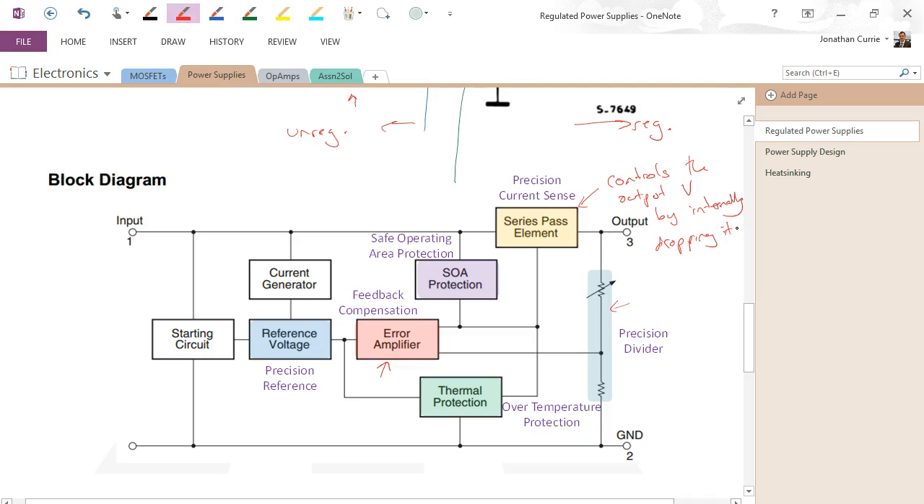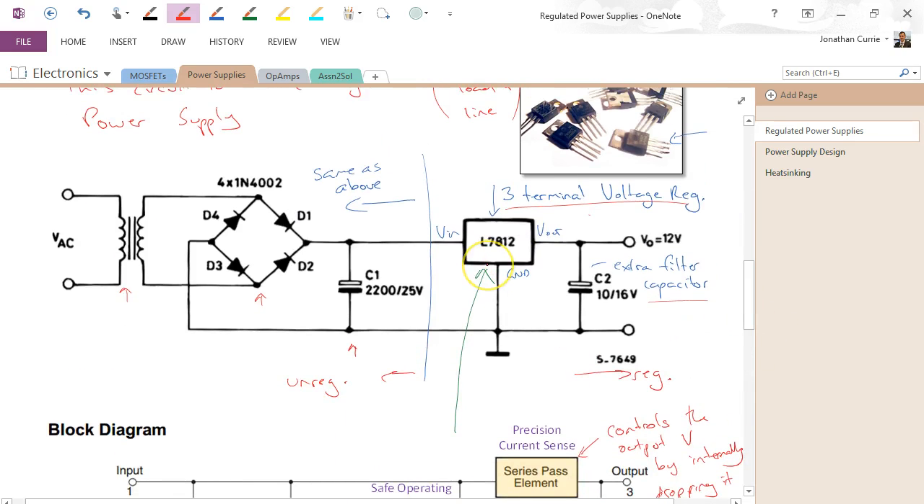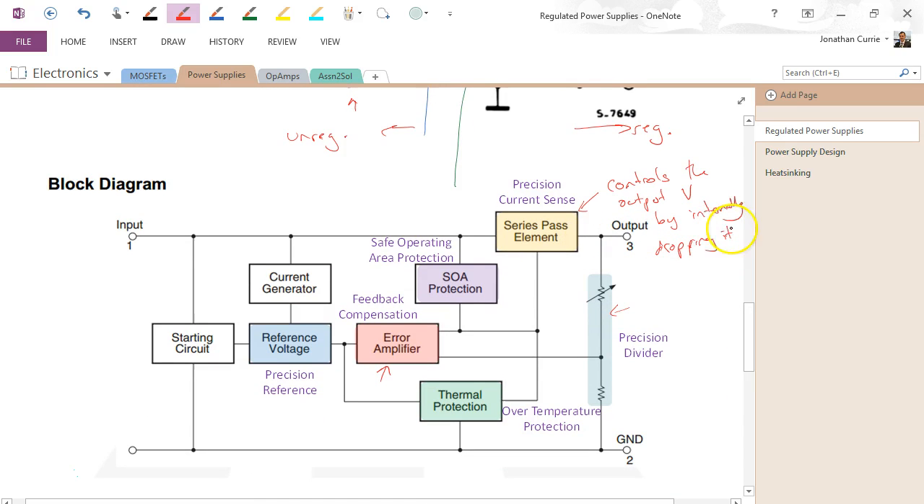So effectively, this device here looks like a variable resistor, in the sense that it has a variable volt drop across it. And by being able to vary the volt drop across this device, no matter if this voltage changes or the current changes, we're able to maintain the desired output voltage. So internally dropping it, so the internal volt drop of this device.